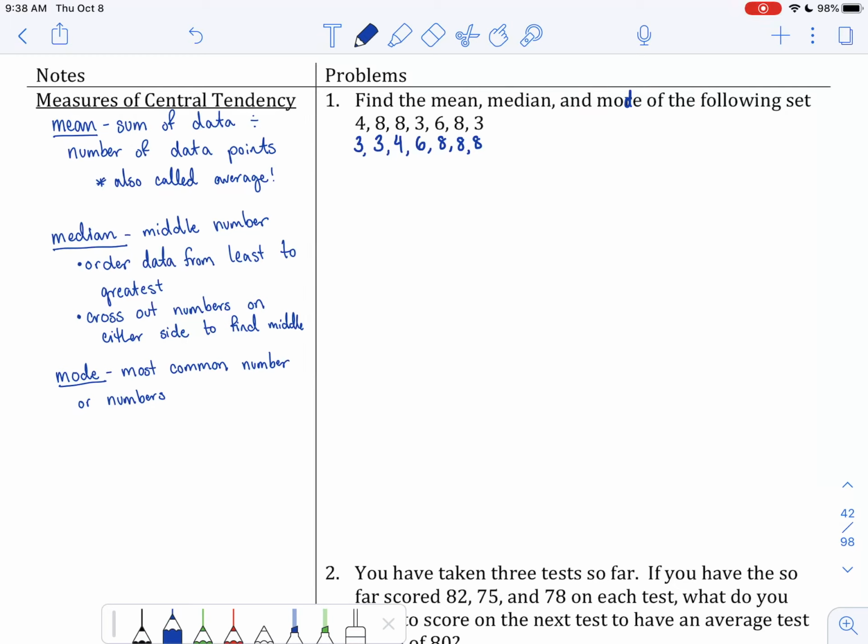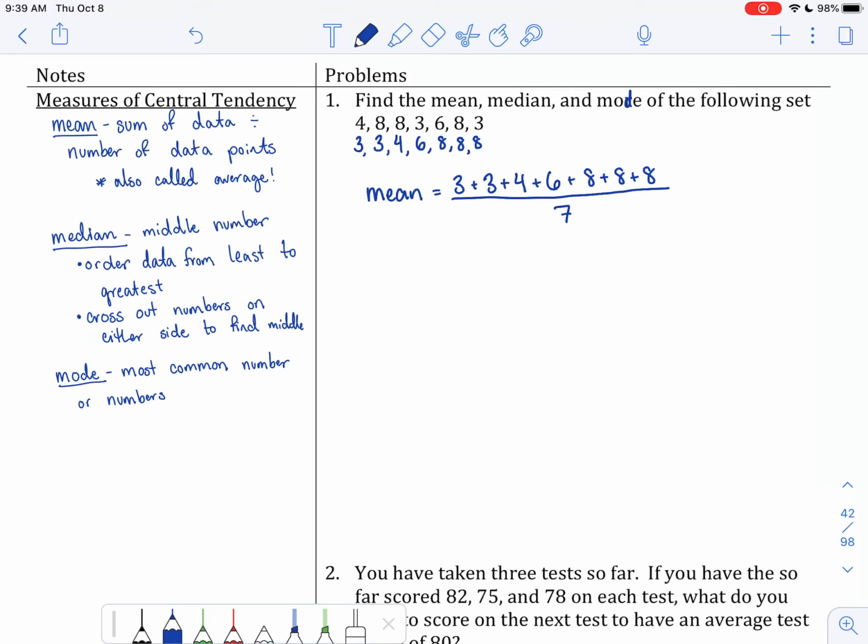Now we're just going to find these in order. For mean, you can just add them straight across. So 3 plus 3 plus 4 plus 6 plus 8 plus 8 plus 8, divided by the number of data points that there are. We have 1, 2, 3, 4, 5, 6, 7 numbers. So all of this is going to be divided by 7.